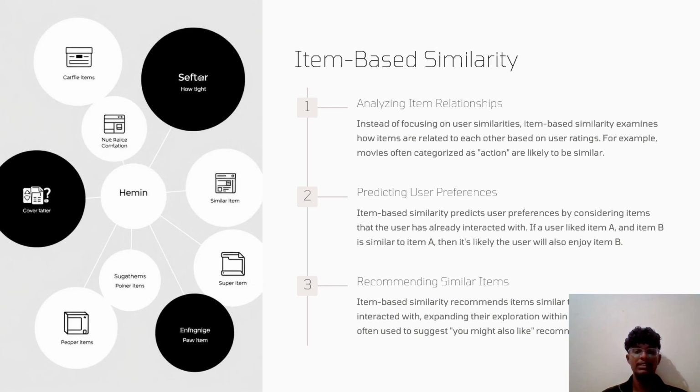The third is recommending similar items. Item-based similarity recommends items similar to those the user has interacted with, expanding the exploration, and is often used to suggest "you might also like" recommendations.